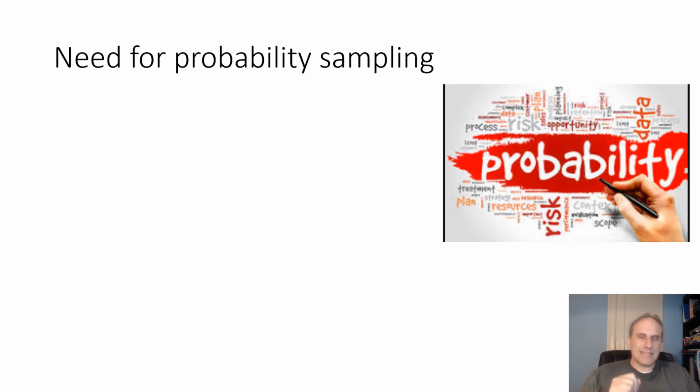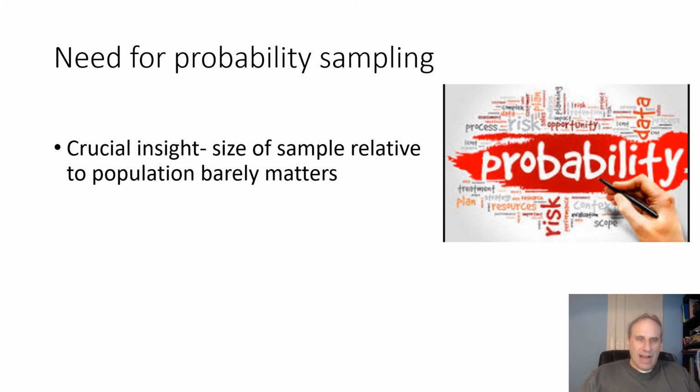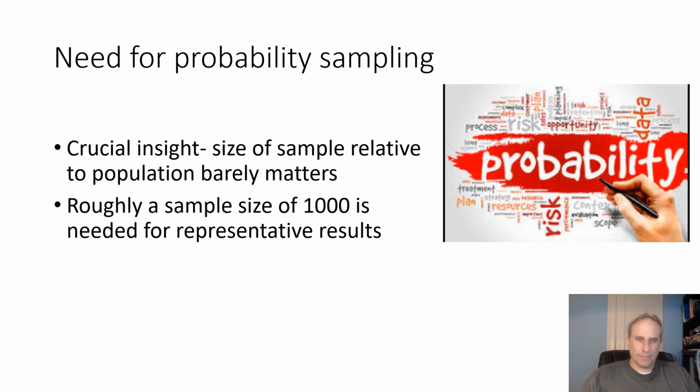So, this is why you need to think about getting a representative result. Are you getting what's called a probability sampling? Essentially, the size of the sample is not the key issue. Do you have essentially a random sample? Here's a rule of thumb. Roughly a sample size of 1,000 is needed for the best representative results.